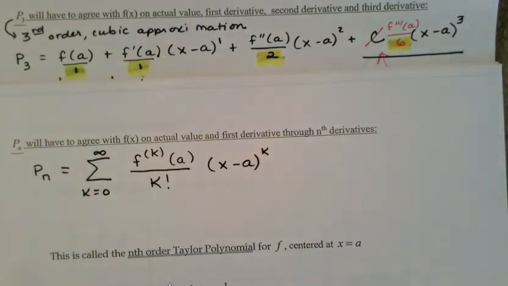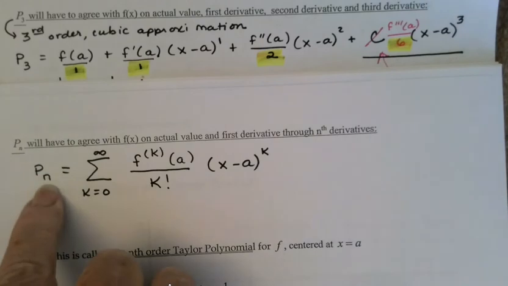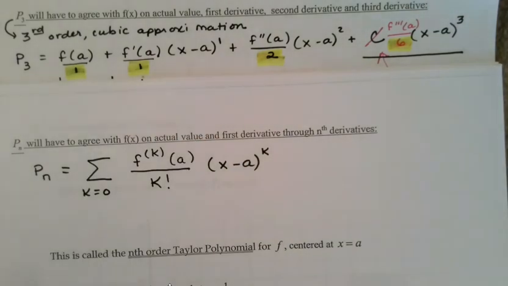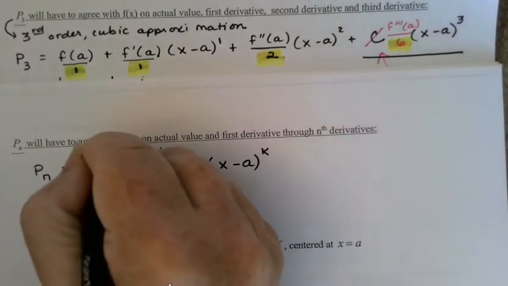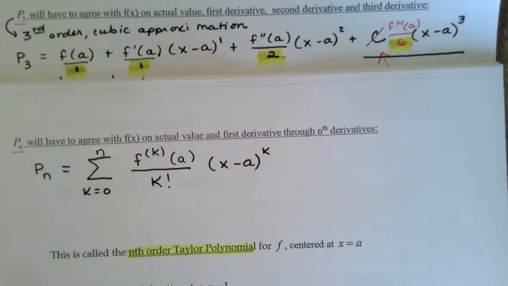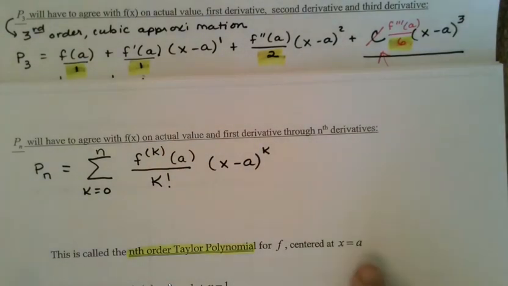And you know what? I jumped the gun a little bit. If I want only the P sub n, I really don't want to go to infinity yet. I want to stop when I get to the nth term. So if I do stop when I get to the nth term, what I have is called the nth order Taylor polynomial for f, centered at x equal a.